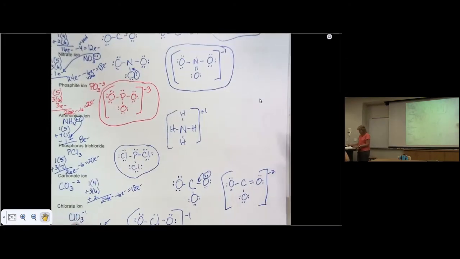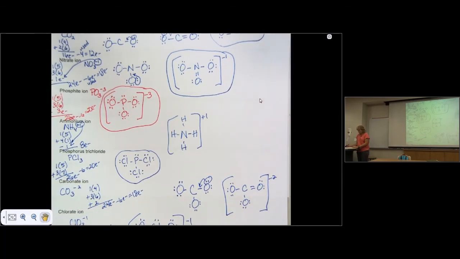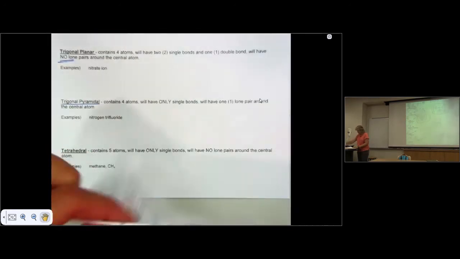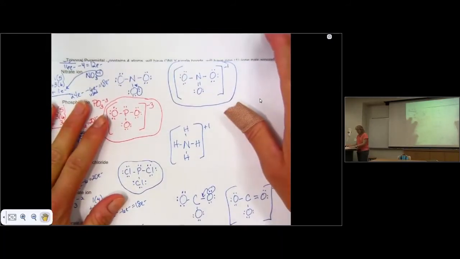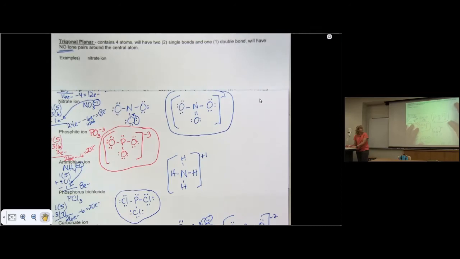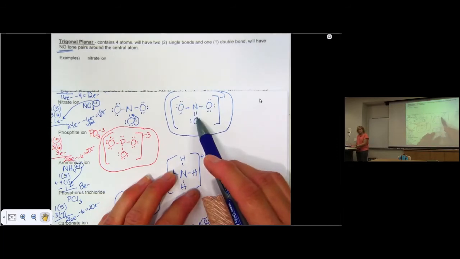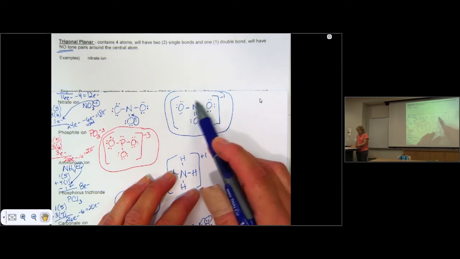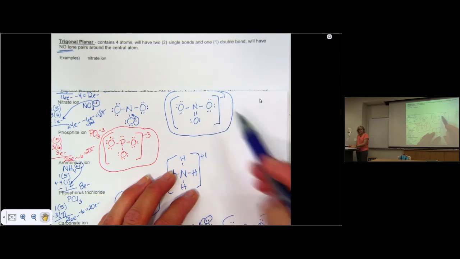So go back over here to your paper. Do you see nitrate ion? Does that fit? What do you see? 2 single bonds, 1 double bond. Is there a lone pair around the central atom? No, there is no lone pair around the central atom.